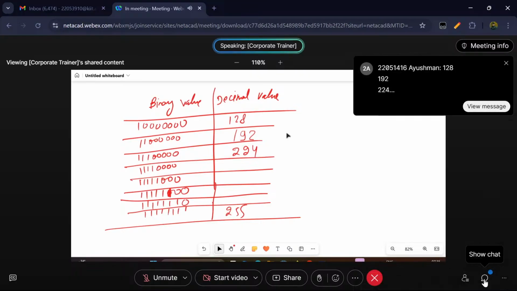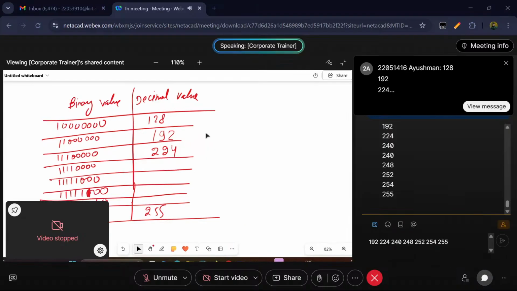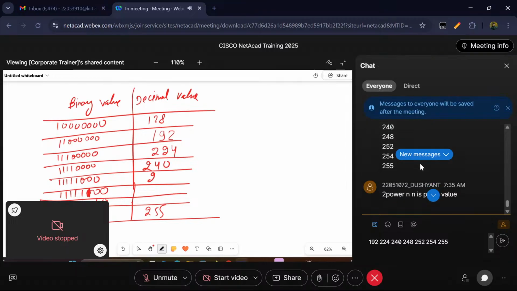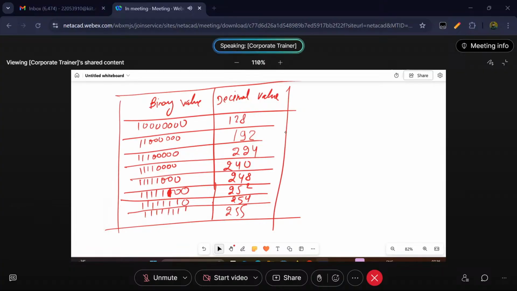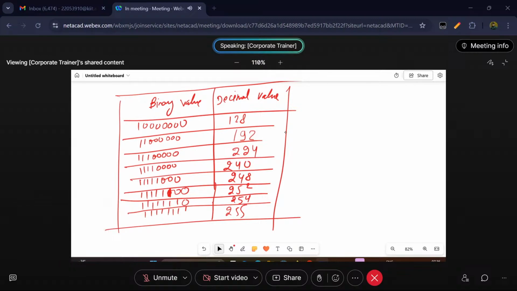So just see, if you go ahead with 4 times 1, the value will be 240. Got 240, and if you go ahead with 5 times 1, it will become 248. Then we have 252, 254, and then you will get 255. So this value is very important in subnetting. Why I have calculated the values is because from next time onwards I'll directly write the final result. I'll not do any kind of conversion or anything, right?